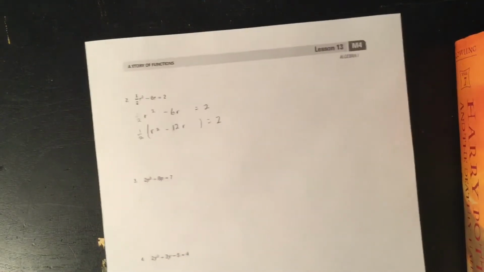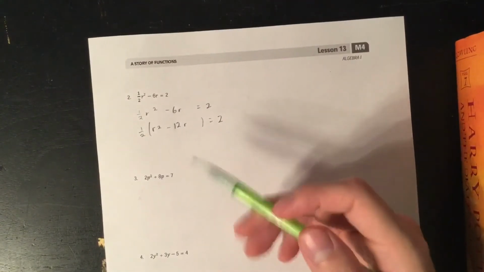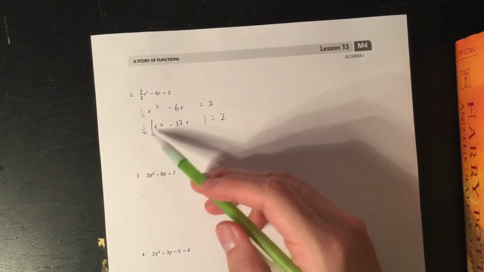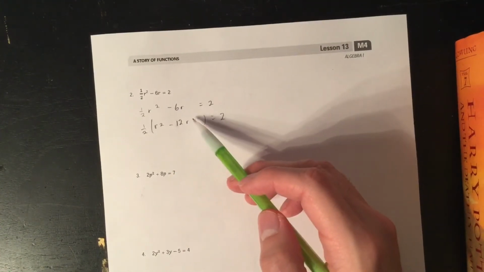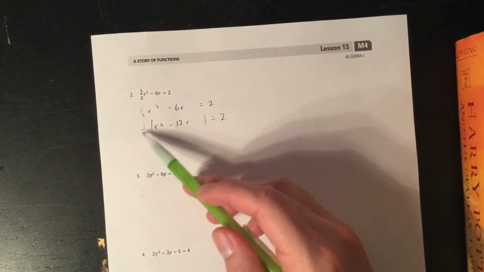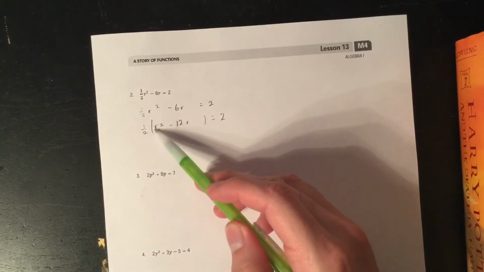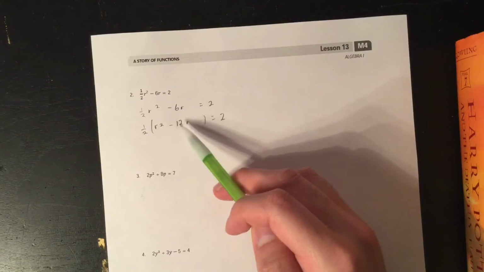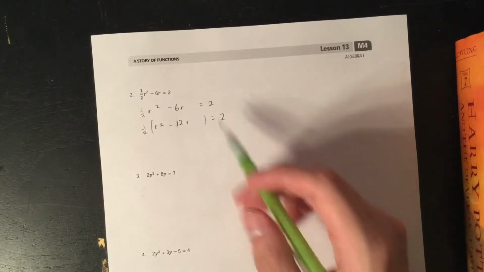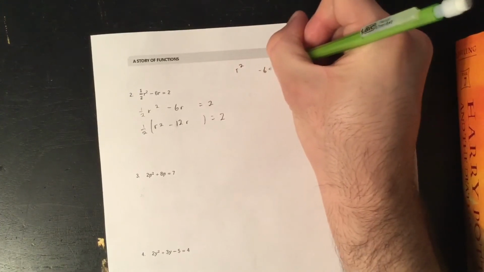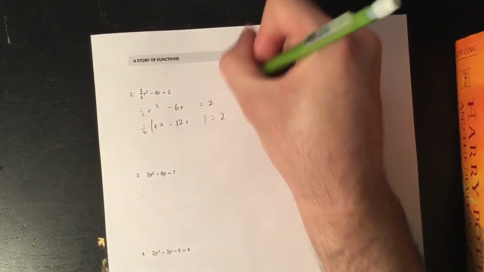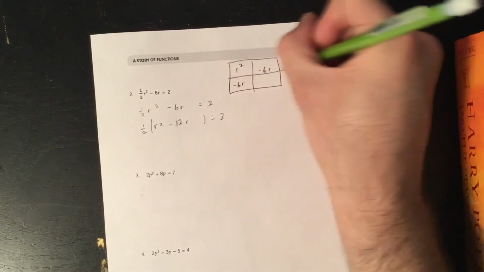For number 2, I started it, but I'll work on it with you guys when you're doing these ones. So the first thing I did was I rewrote it out, didn't necessarily need to, but the biggest thing is pulling this half out. So I'll get an r squared, and this one's going to become a negative 12r. So now I need to figure out what my next one is. So I have r squared minus 6r minus 6r, and this is all in my box.